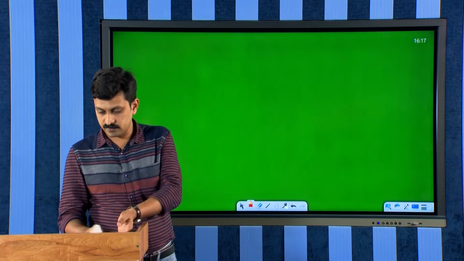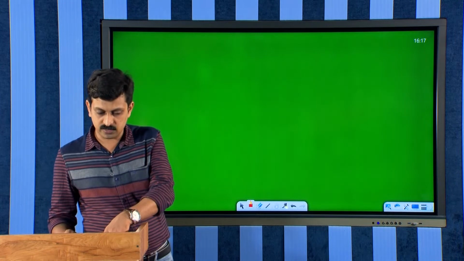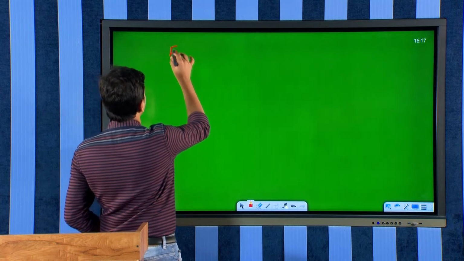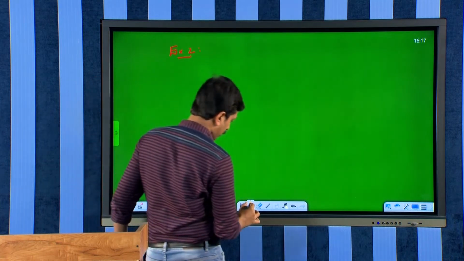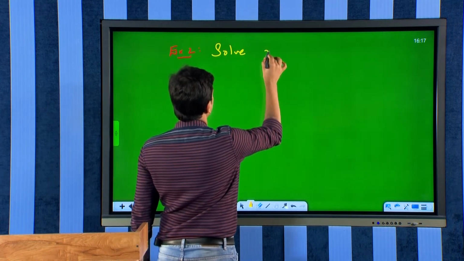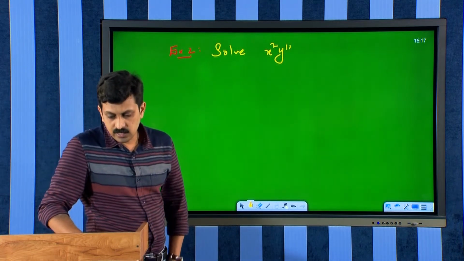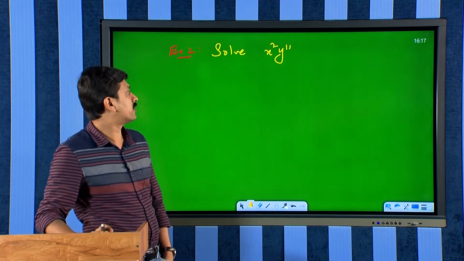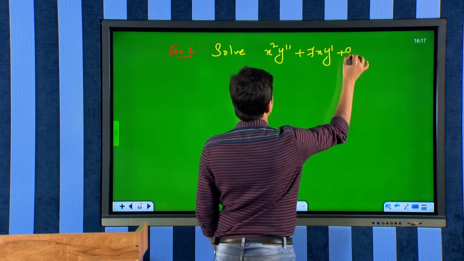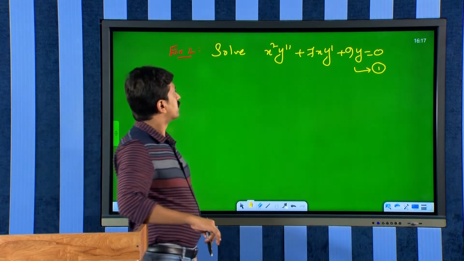Please write down the next question. Solve the Euler-Cauchy equation x square y double dash plus 7xy dash plus 9y is equal to 0. We call this equation number 1.